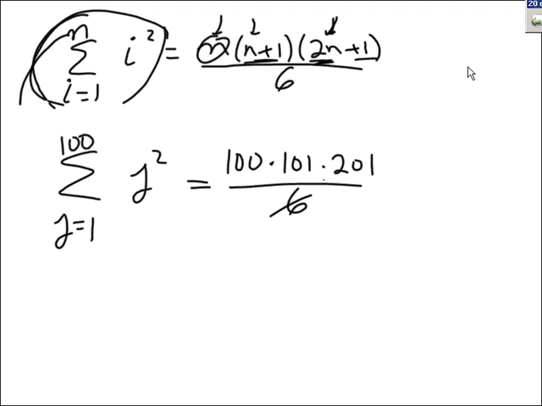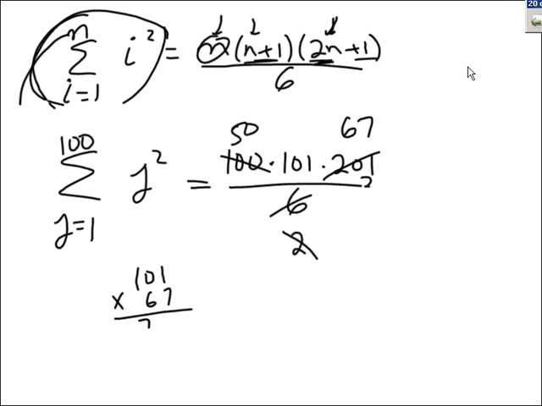Well, 3 goes into both of those numbers 2 times, and 3 goes into 201 67 times. And 2 goes into 100 50 times. So now you have 101 times 67, which is 6767. You have to multiply this by 50.